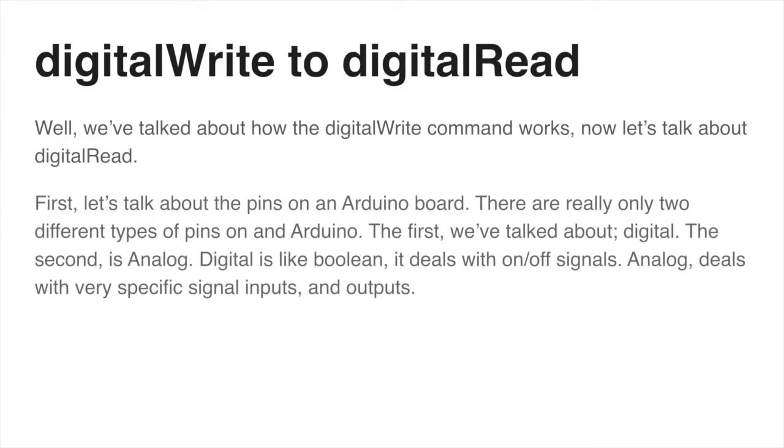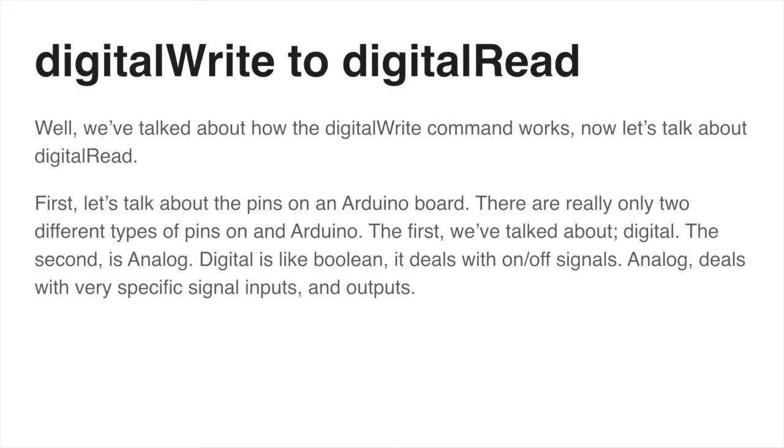So we talked about digitalWrite a little bit. It sends 5 volts. We talked about the HIGH and the LOW. So now we're going to talk about kind of the opposite, not really, it just goes hand in hand with digitalWrite, and that's called digitalRead.